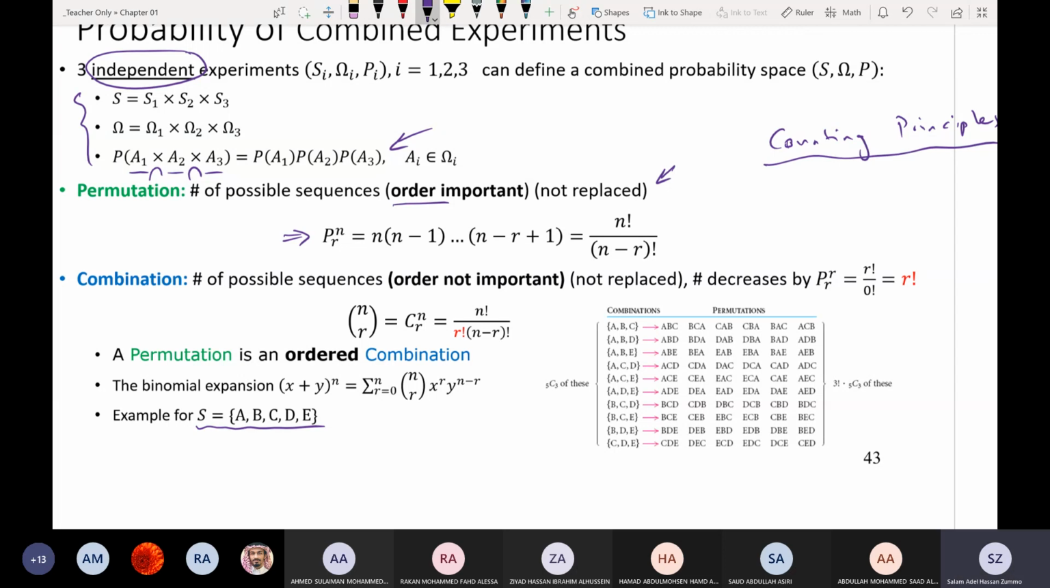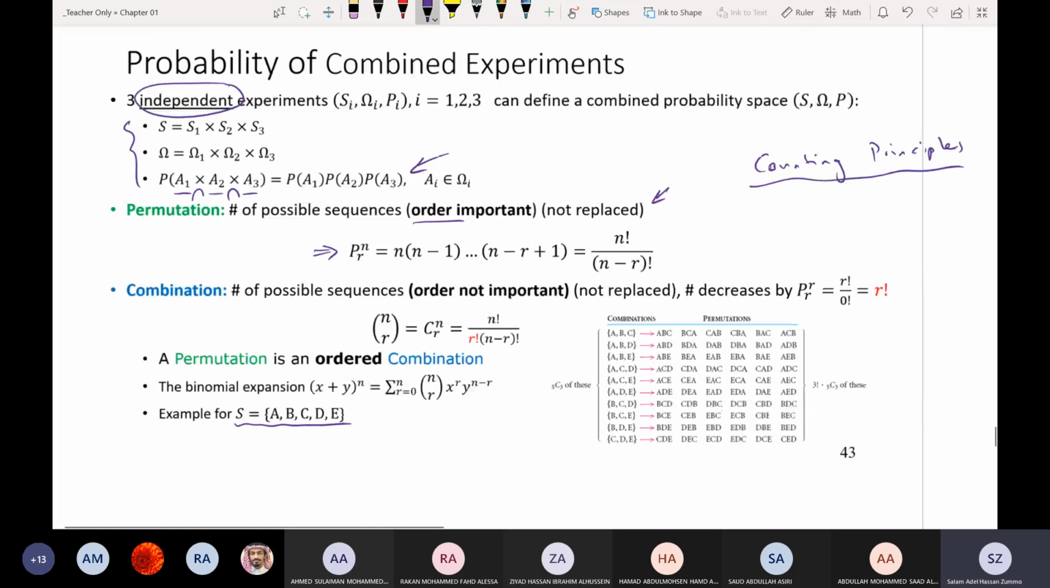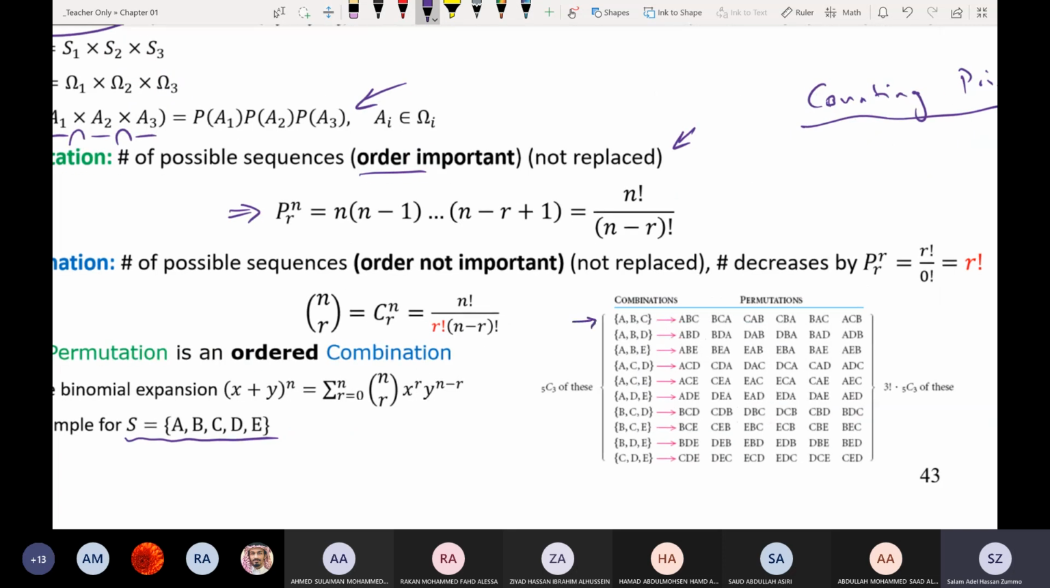Okay, or let me say it the other way around. How many times can we pick 3 letters out of these 5 letters, A, B, C, D, E? In this case, you can pick, like in the figure here, A, B, C. You can pick A, B, and D, A, B, and E, A, C, and D, and so on, right? You can pick any 3 letters.